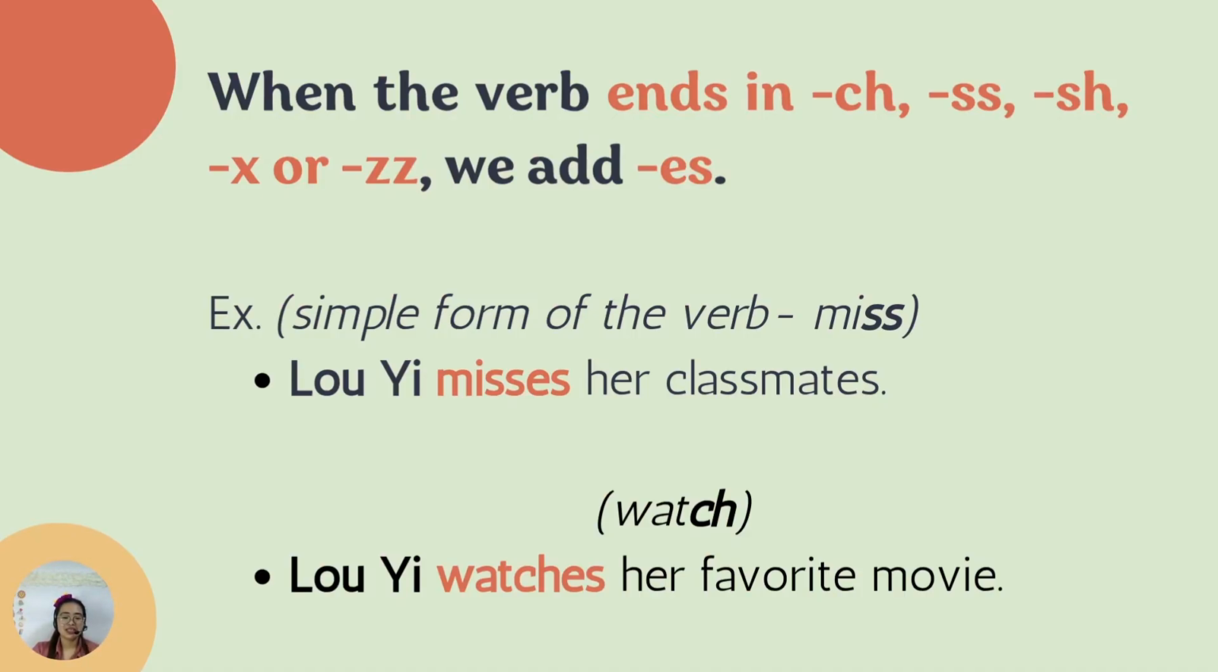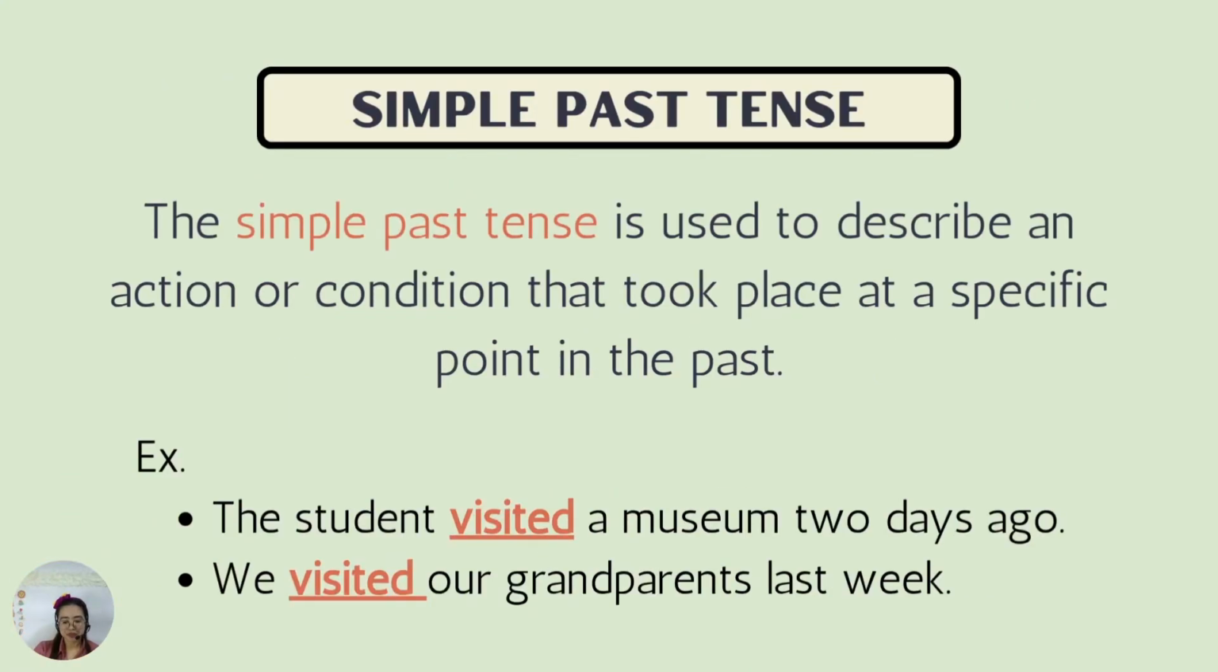So for example, Louis misses her classmates. If it's watch, Louis watches her favorite movie. Another word that ends with CH, SH, or S, we add ES. So that is how verbs work with a singular subject.